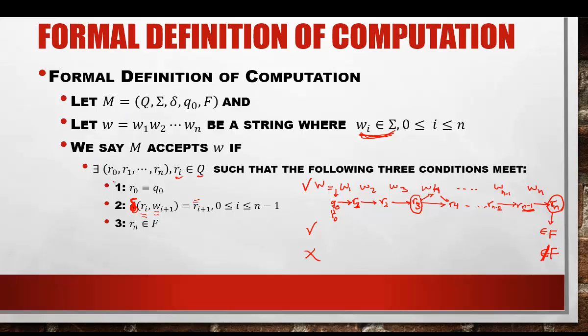So condition number one guarantees the starting. Condition number two guarantees the movement rules. And condition number three guarantees the acceptance. There is nothing ambiguous in this definition. Every single detail is spelled out, and we are very happy, although the definition is kind of complex looking, that this is a complete formal description.